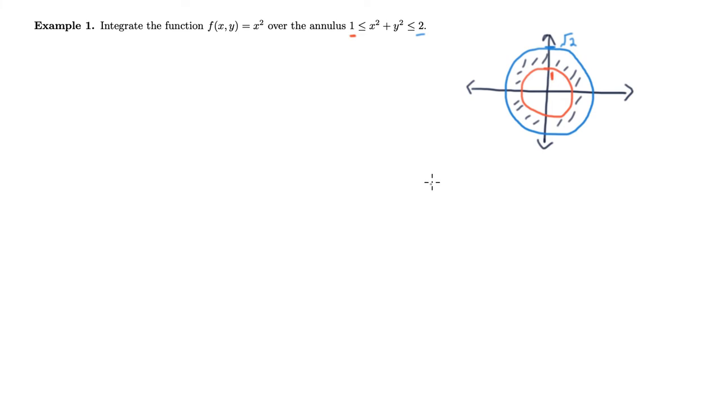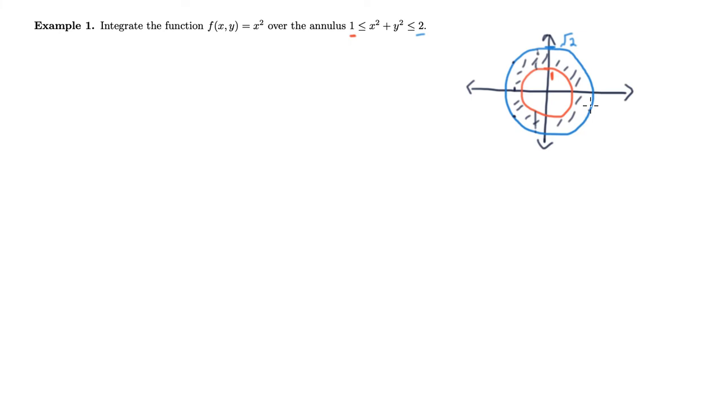Notice that if I tried to do my old tricks and fix an x-coordinate, say here, and look at the y-coordinate, the y-coordinate is first going to go from here to here, but then it's going to go from here to here. And it's different if I fix an x-coordinate here: my y-coordinate is just going to go from here to here. So it's not as simple as saying I fix an x-coordinate and then y goes between two functions of x. Actually there are really four functions of x here.